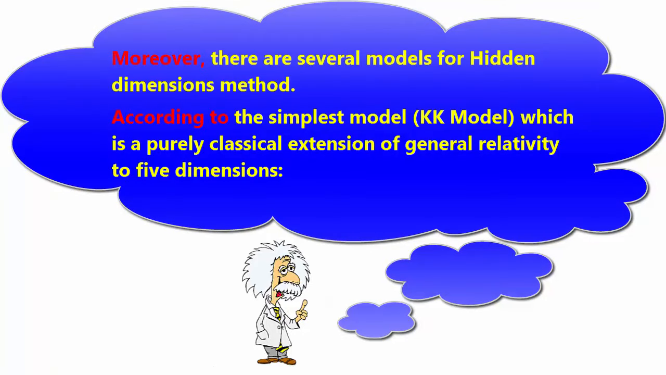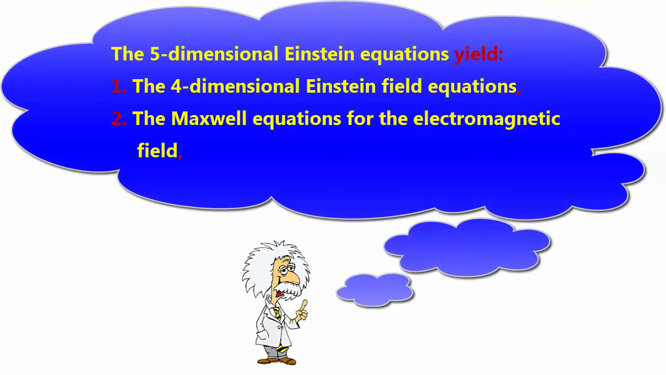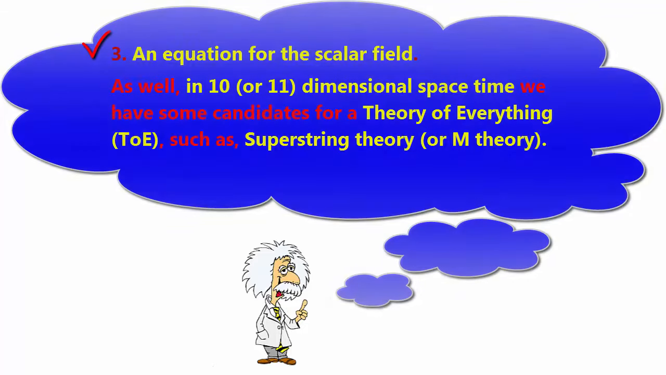Moreover, there are several models for the hidden dimensions method. According to the simplest model, the KK model, which is a purely classical extension of general relativity to 5 dimensions, the 5-dimensional Einstein equations yield the 4-dimensional Einstein field equations, plus the Maxwell equations for the electromagnetic field, plus an equation for the scalar field.